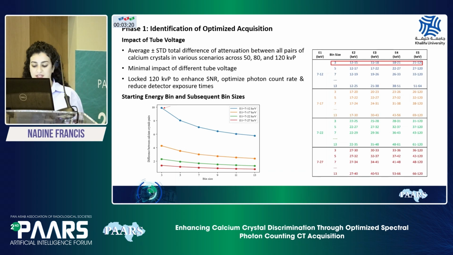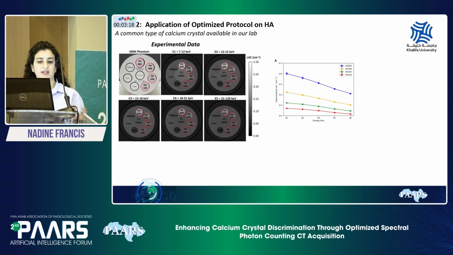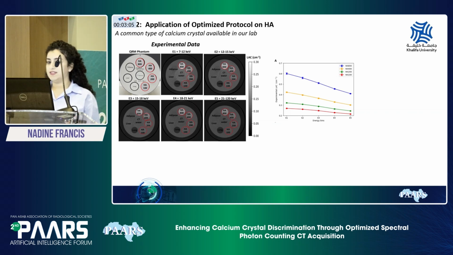So further on deciding on the optimal acquisition, we come to the next phase, which is to apply this protocol on various concentrations of hydroxyapatite. And this is a common type of calcium crystal that is available in our lab. So what we did is we scanned using Mars spectral photon counting CT these various concentrations of hydroxyapatite across the 5 optimized energy bins, and we retrieved the experimental attenuation coefficient. And as you can see, there is discrimination among the various concentrations of this calcium crystal.